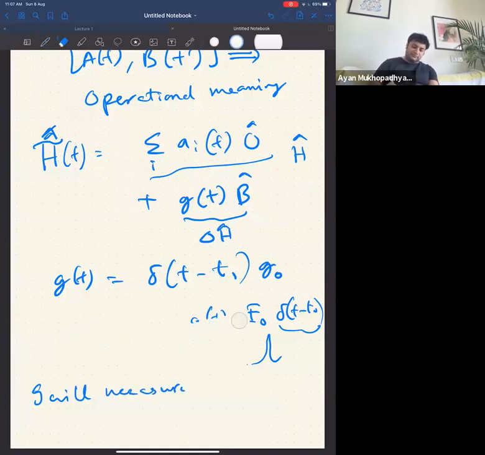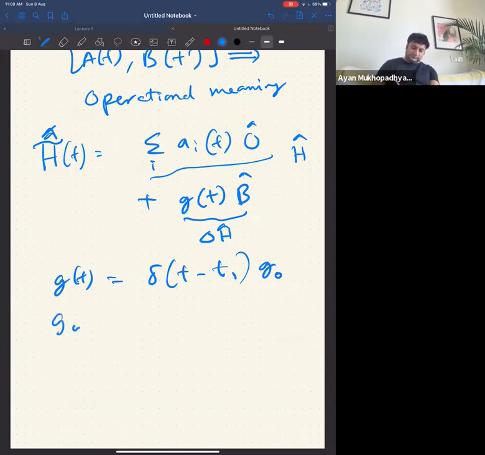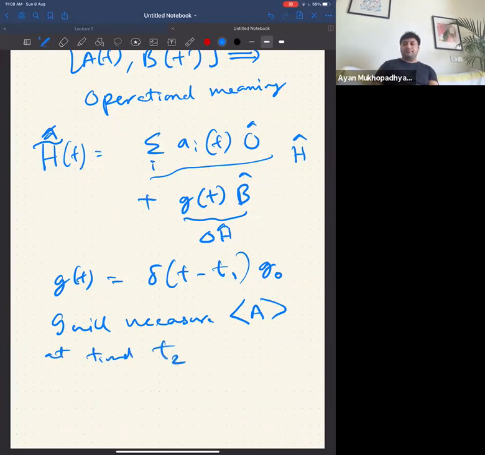Let's skip this picture. Sorry. I will measure A at time t2. So I will make the measurement of the operator A at time t2. Now, because I have given this extra pulse, my expectation value of A at time t2 will change, right? Because my Hamiltonian has changed, right?